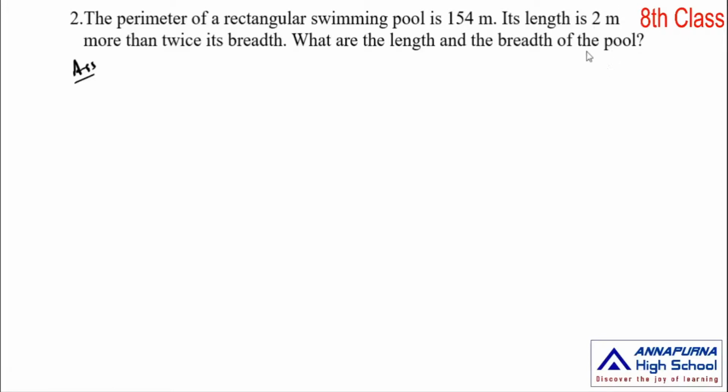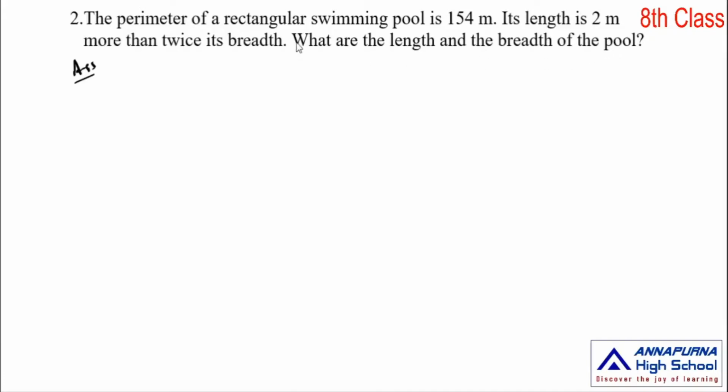So when you solve a word problem, reading is the most important quality. You can read that question in a rhythmic manner, otherwise you can't understand the question. So again I am reading that question. Observe carefully. The perimeter of a rectangular swimming pool is 154 meters. Its length is 2 meters more than twice its breadth. What are the length and breadth of the pool?